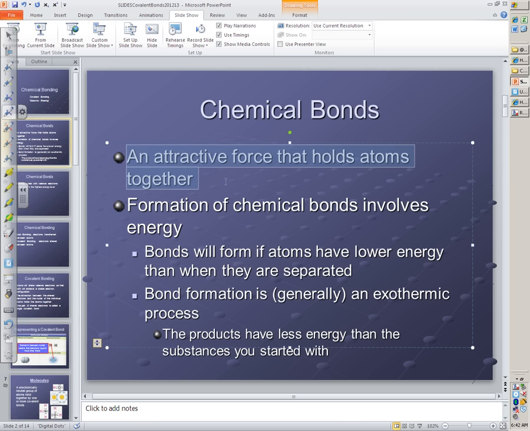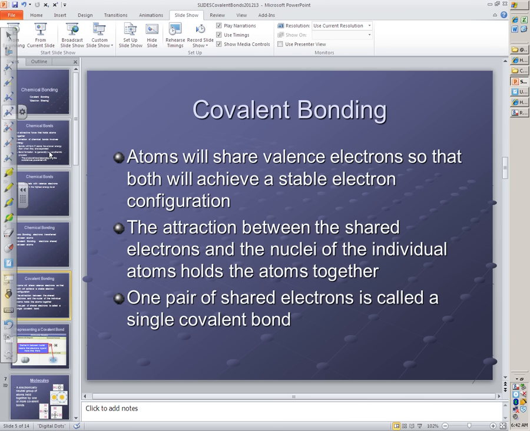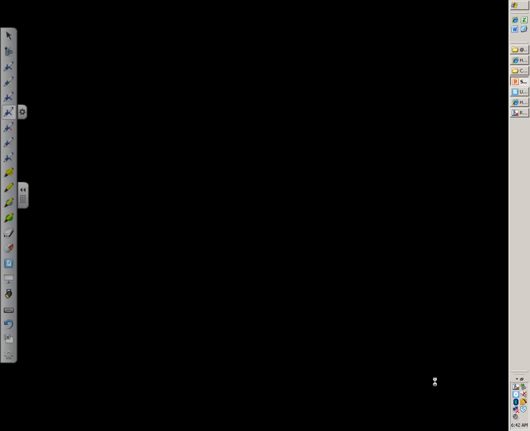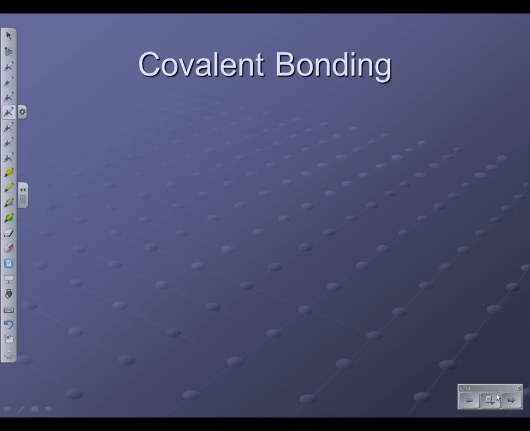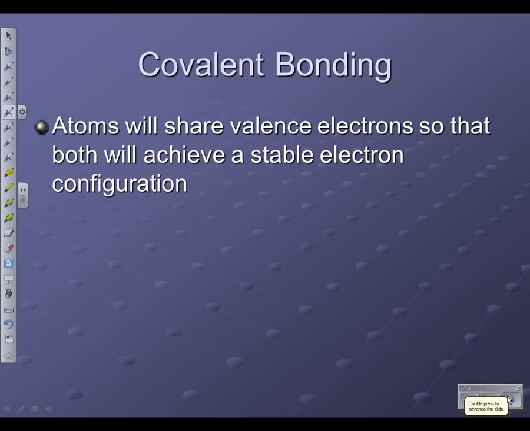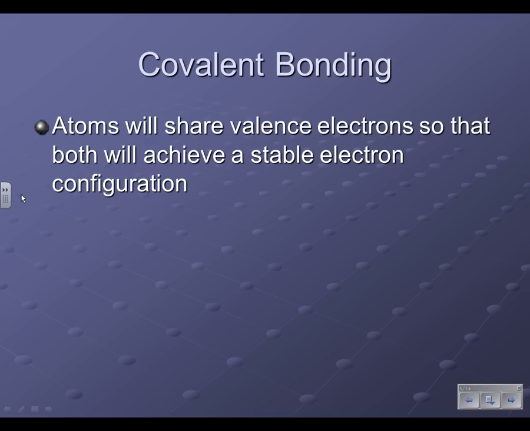So, let's get some of the details down here. Covalent bonding. Atoms will share valence electrons so that both will achieve a stable electron configuration. To start off with, we basically say that one electron from one atom and one electron from another atom get shared, and they share 2 of them.